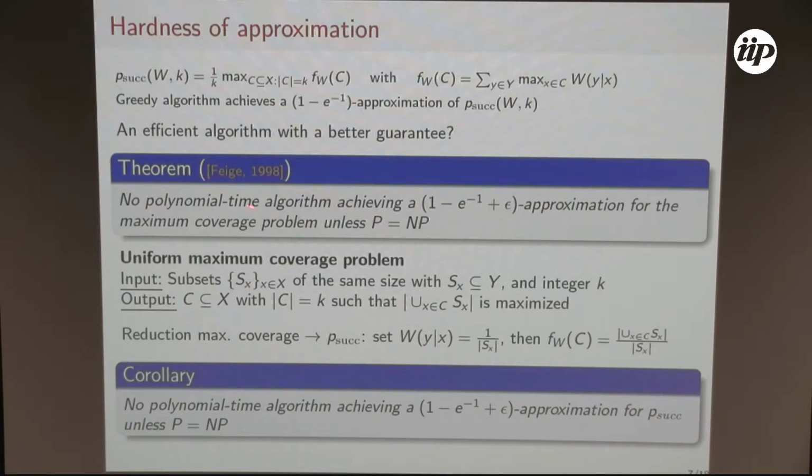This is based on the maximum coverage problem. It doesn't matter so much what this problem is, but there is a very simple reduction to the problem we were considering of finding the optimal success probability. So a direct corollary of this is that we cannot achieve an approximation ratio better than 1 minus 1 over e for this problem of interest, finding the optimal channel code.